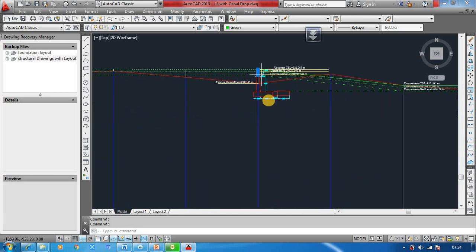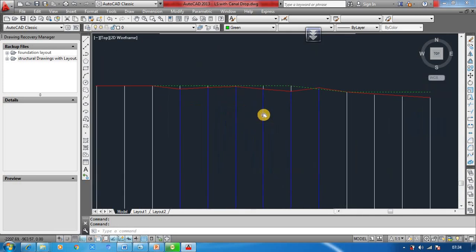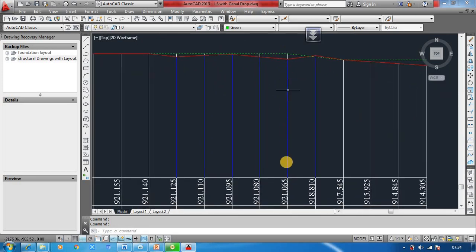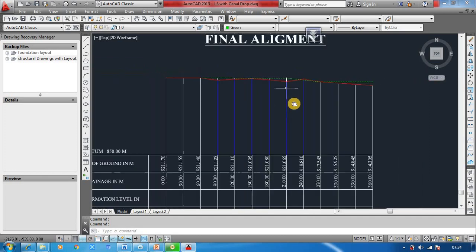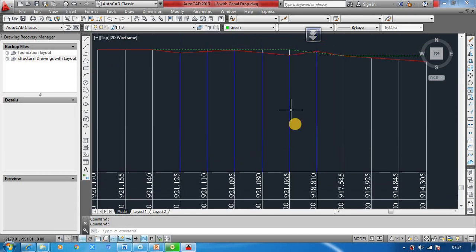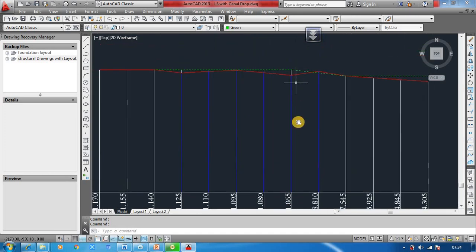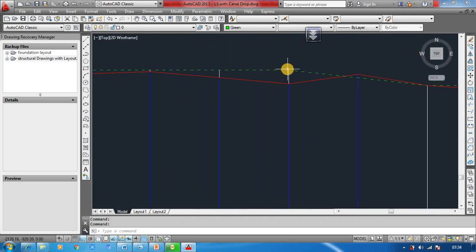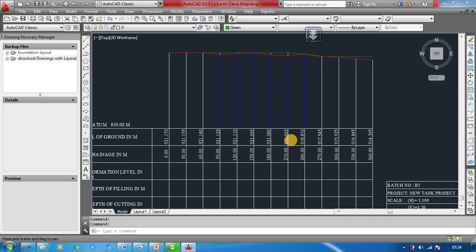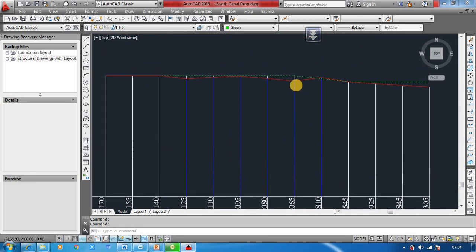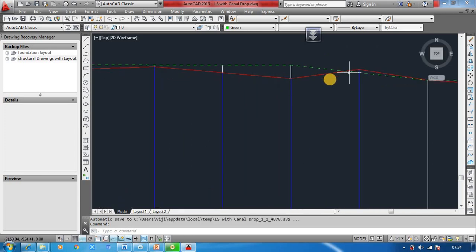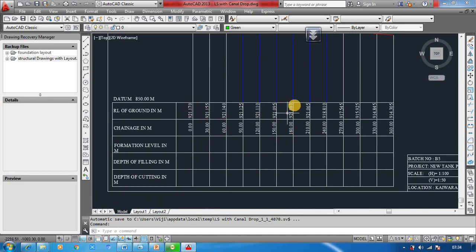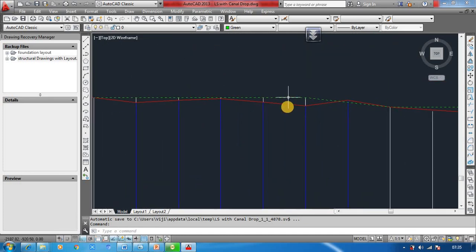Here what you should do is consider where exactly the slope is suddenly changing. That point is where we will be providing the canal drop, and in this case it is happening at 210 meter chainage, and the RL is 921.065. The existing formation level is 921.065 as the RL, and the existing ground level will differ afterwards. You have to do the existing ground level in the final element.